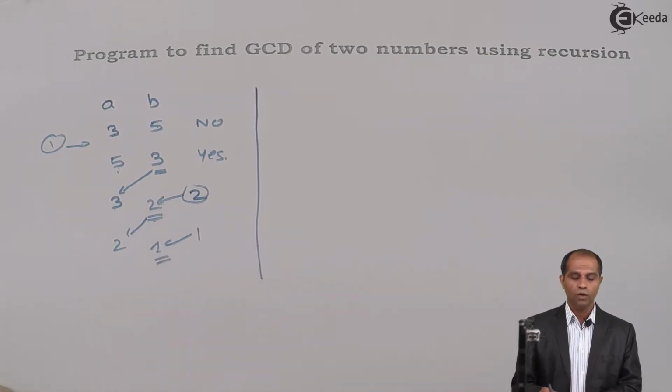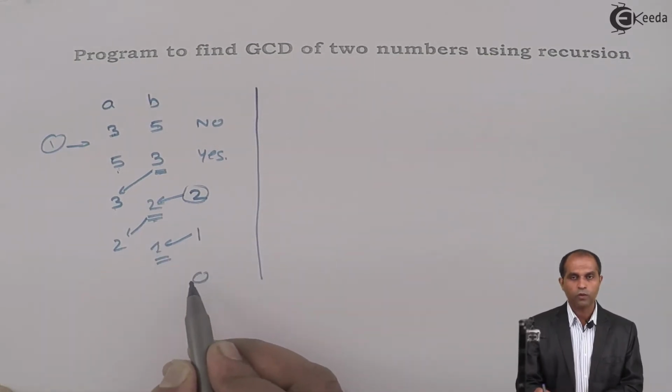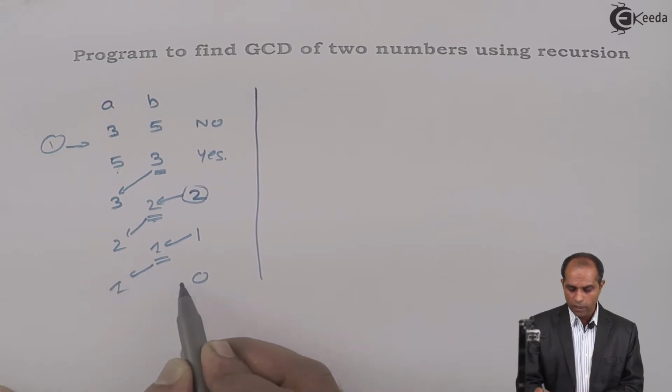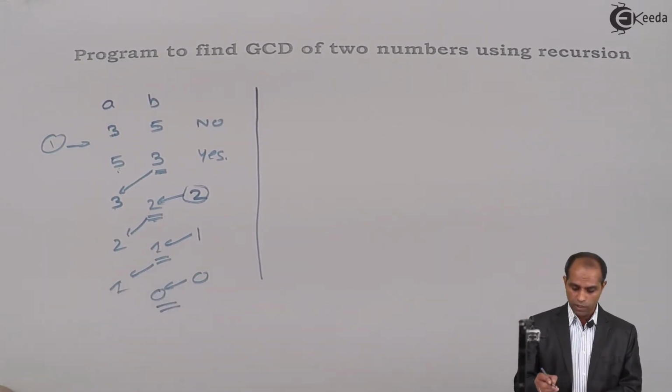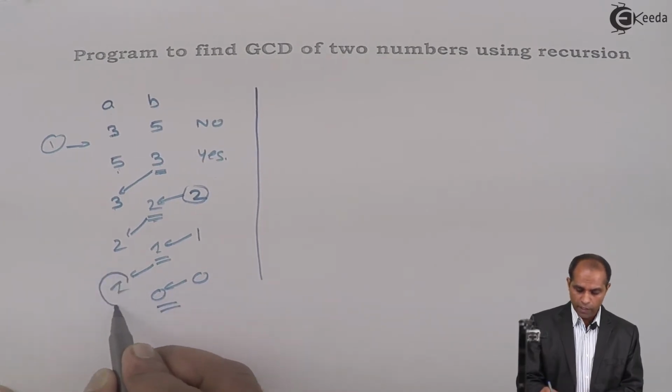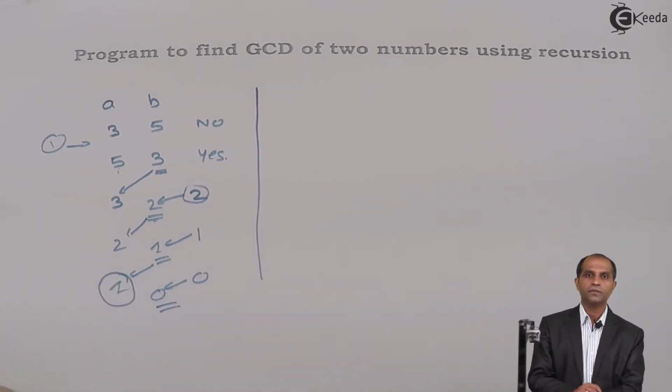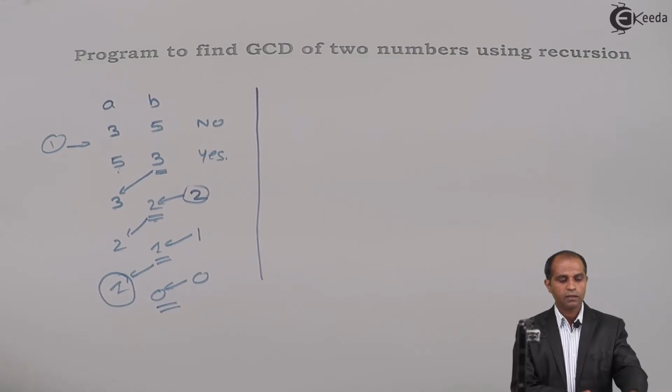Is this 0? No. 2 mod 1 is what? 0. Replace the value with 1, come to this particular place, get the value 0. Is this 0? Yes, 0. So finally declare 1 as the result. This is the normal algorithm which we have written.